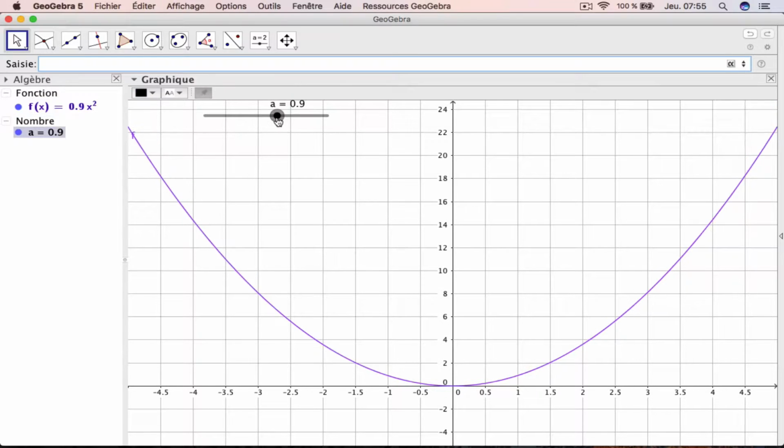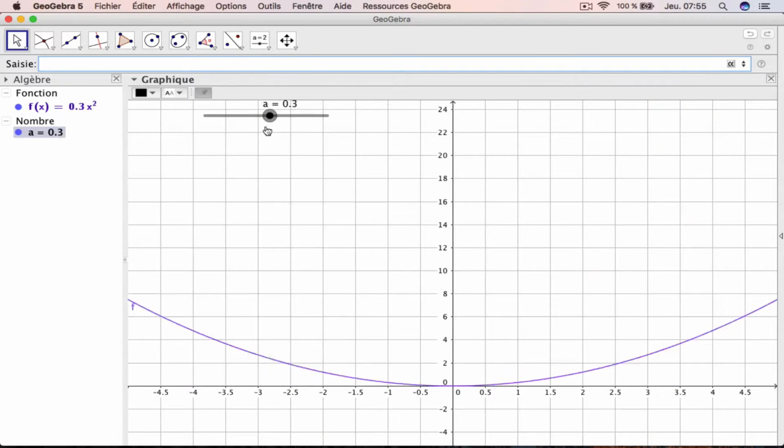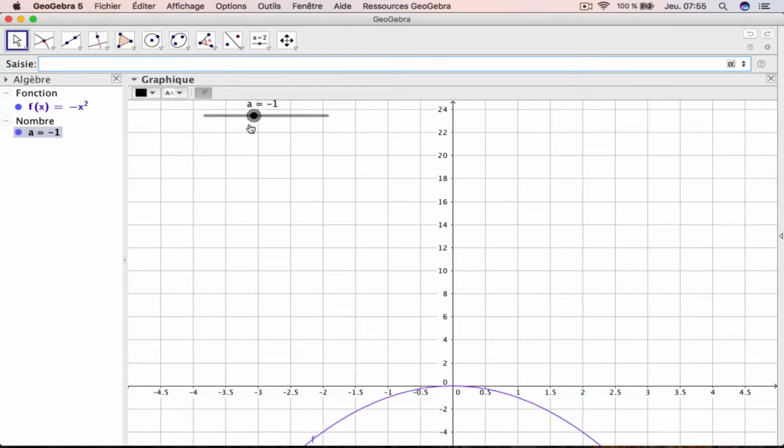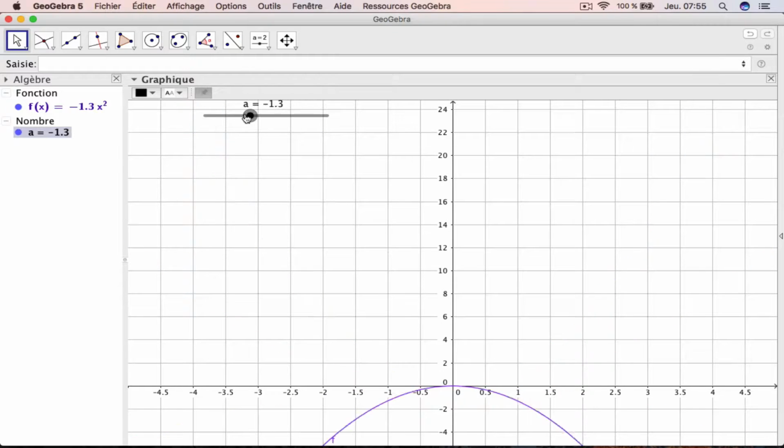But let's have a look about what's gonna happen when we move coefficient a. We know when we move coefficient a, that moves the curve. But we always have the same symmetrical axis, and that's just the branch of the parabolas that change.